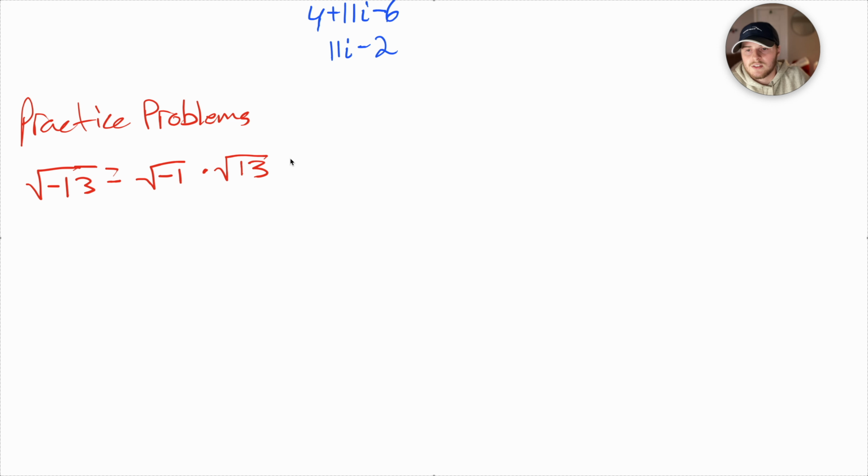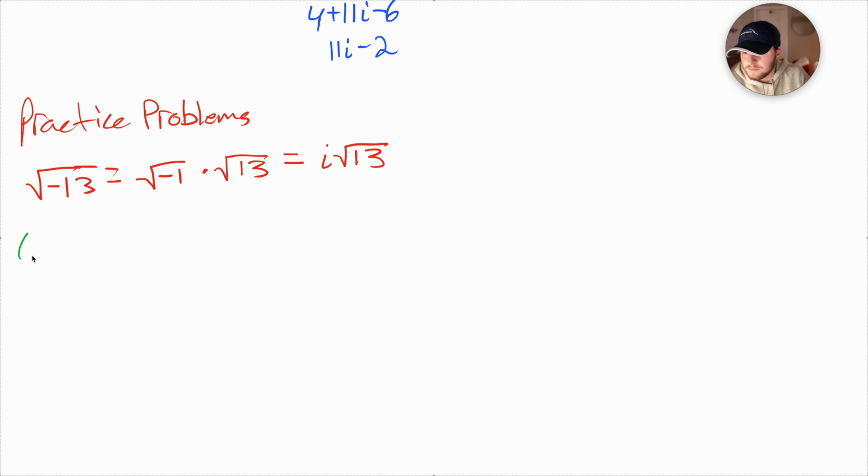So we know that this is the same thing as saying square root of negative 1 is i times square root of 13, which we can't simplify any further. So i square root of 13 will be the answer to that. That's how we could represent it. Or we say it's square root of 13 i's. However you want, it's the same value. Now let's get into a little bit of a longer one here.